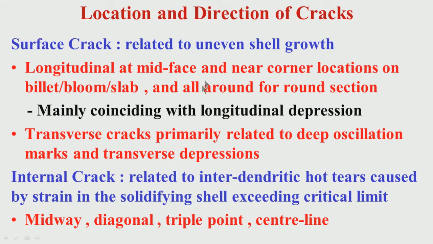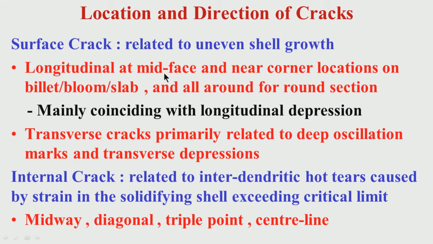Now, these are surface cracks which you can see on the surface of the cast product, that is bloom, round, billet, or slab. But there are certain cracks inside the casting which you cannot see. How can you see those cracks? If you take a transverse section, then you can see those cracks. Sometimes some cracks will be visible if you take a transverse section.